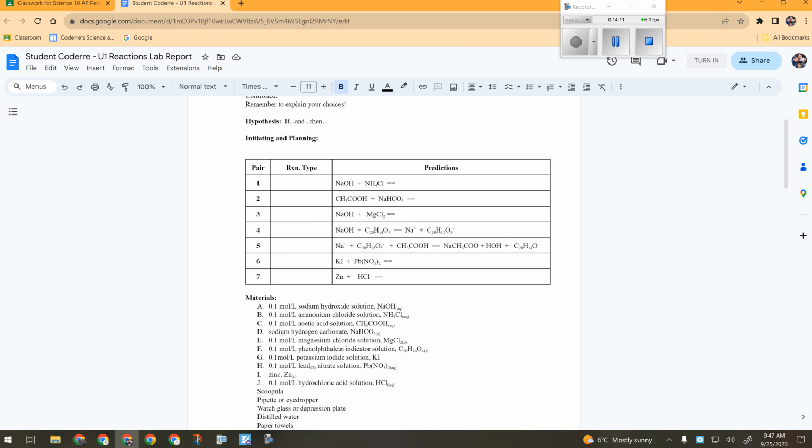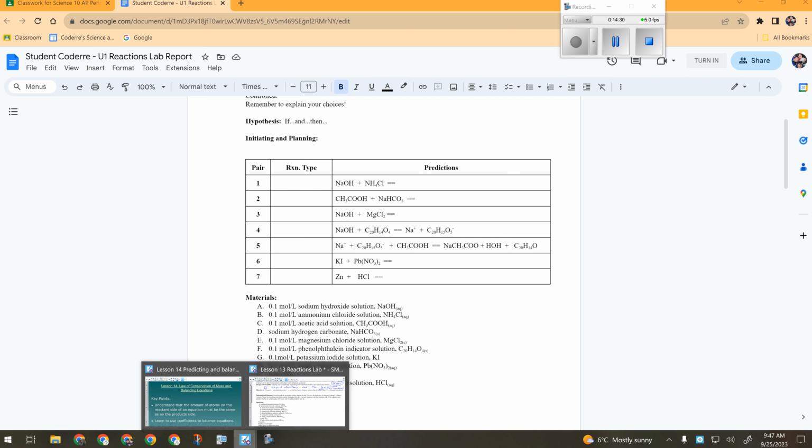Okay, the thing I want to work on next are the predictions of our reactions here. We're going to write out the reactants for all of the pairs that are listed in the procedure. And I already have the reactants, I think, listed in yours as well, right? So let's walk through what those should probably look like.